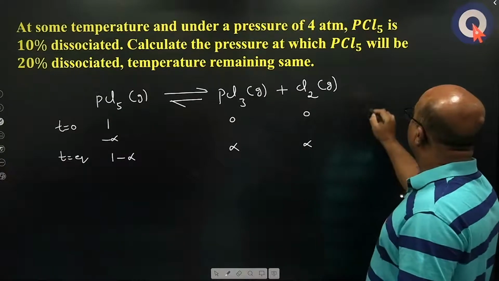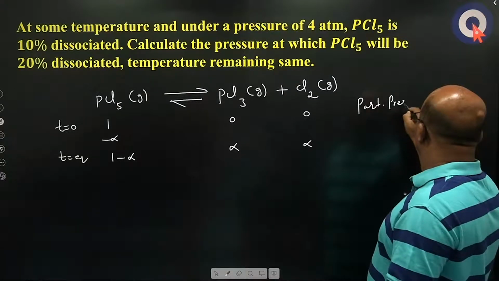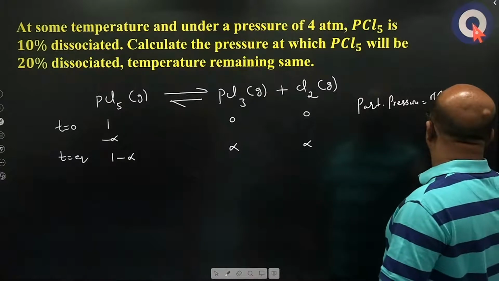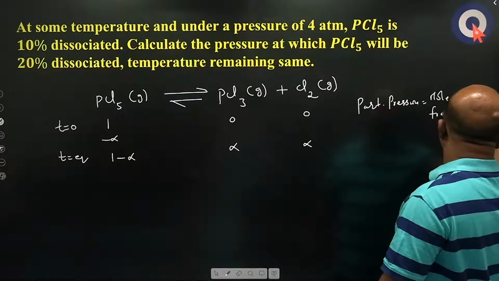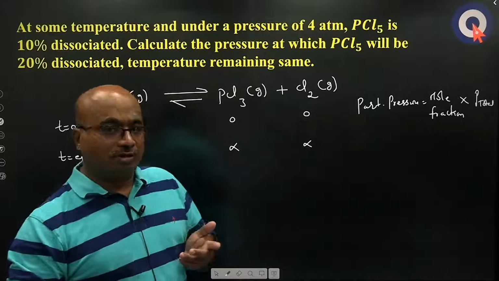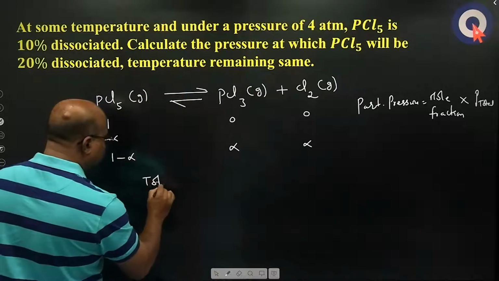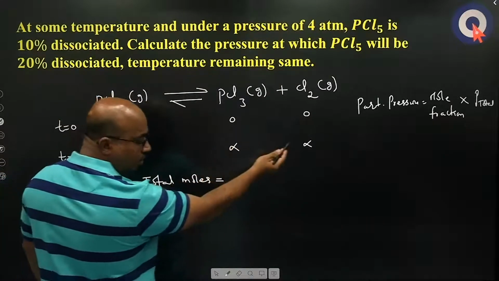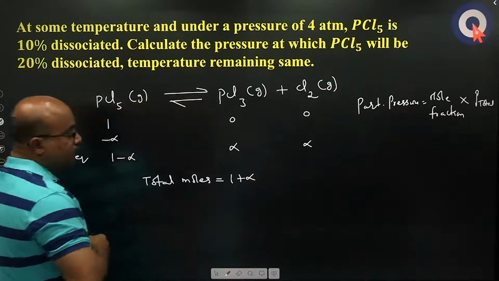So what is partial pressure? We can say partial pressure is mole fraction into total pressure, P total. What is the total number of moles? The total number of moles here at equilibrium is 1 minus alpha plus alpha plus alpha, which is 1 plus alpha.